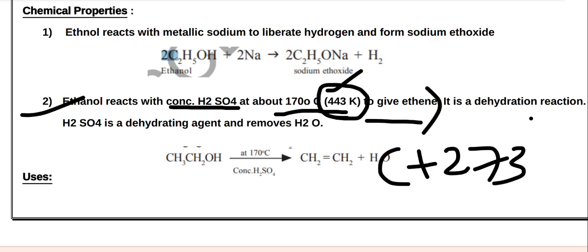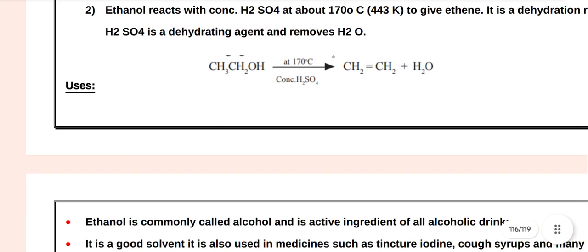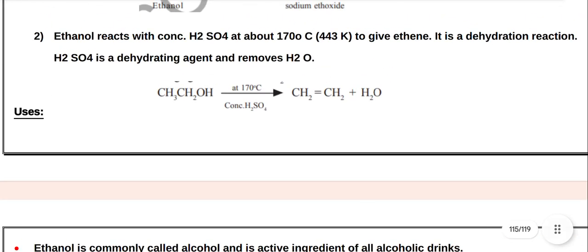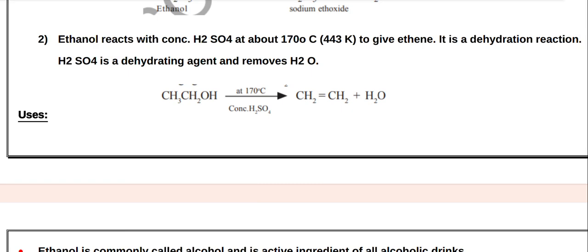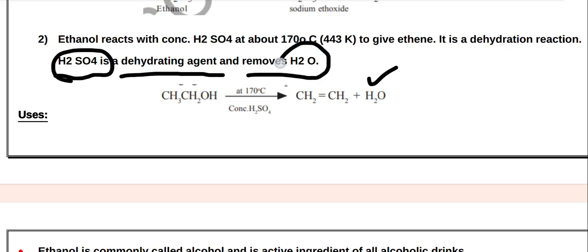So it gives ethene. It is a dehydration reaction. Dehydration means a removal of water. So that's why you can see here in this chemical reaction water is removing. So water is being removed here. So H2SO4 acts as a dehydrating agent and removes H2O.